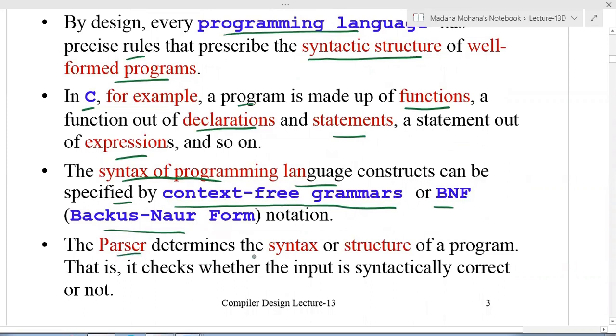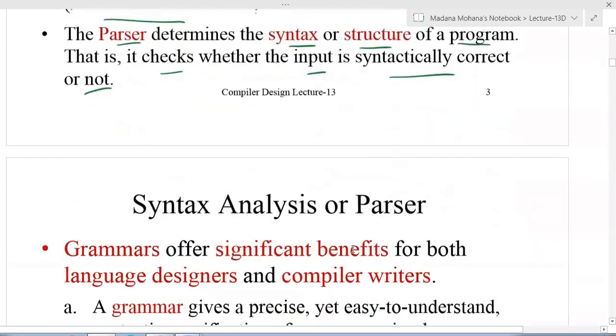The parser then determines the syntax or structure of a program. That is, it checks whether the input is syntactically correct or not. So this is the role of the parser: it checks whether the input is syntactically correct or not, the syntax or structure of a program.